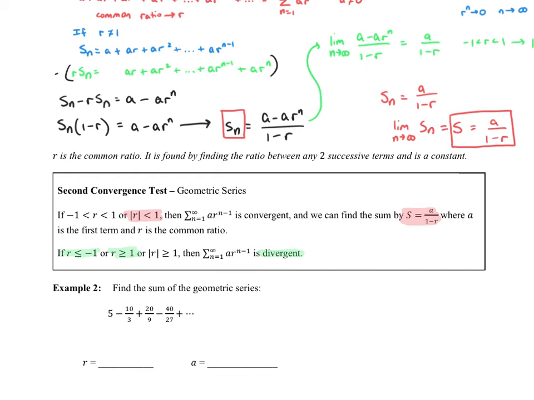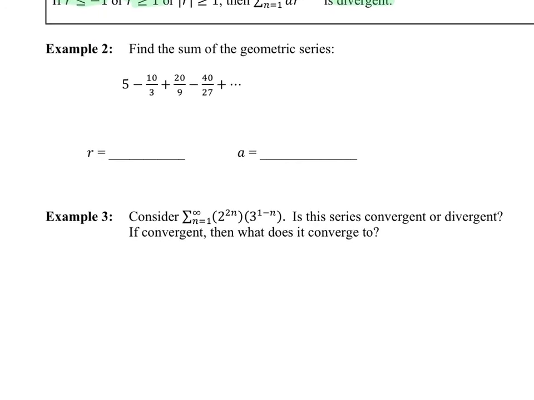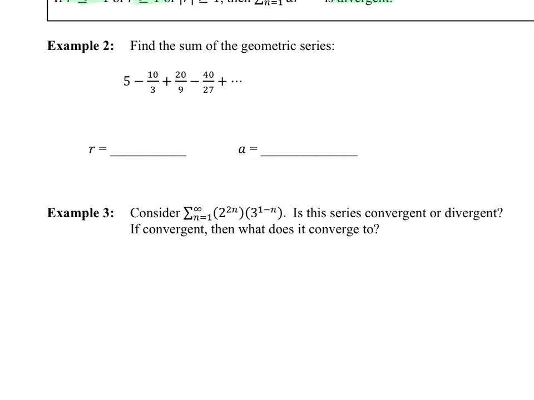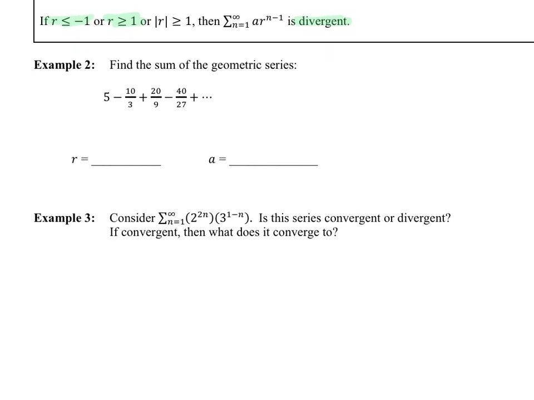Okay, let's do an example. After all of that proof and conversation, let's do an example. So we want to find the sum of the geometric series. The first step is to find the common ratio, which is r. And some of you can look at this and determine what you multiply 5 by to get negative 10 thirds, and then what you multiply by to get positive 20 over 9, and so on. Others can't.